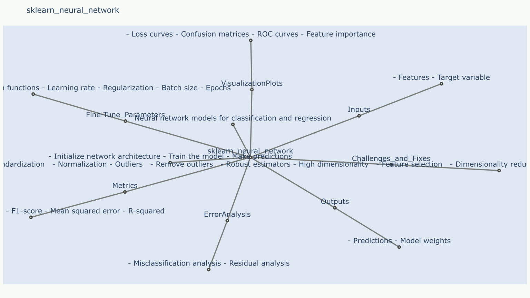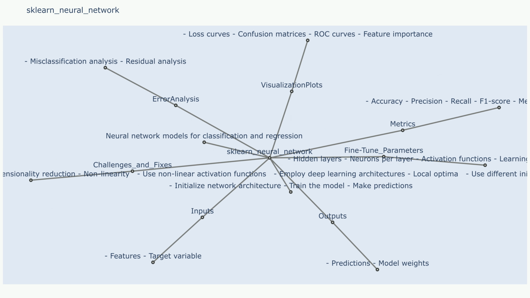Inputs: data: a 2D array representing the features of your dataset. Each row corresponds to a sample, and each column represents a feature. Labels: a 1D array containing the target values for each sample in the dataset. For classification problems, these labels are typically integers representing different classes. For regression problems, these labels are continuous values.